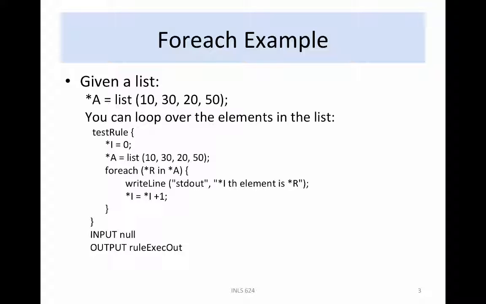We use the workflow variable $r to denote an element in the list $a. Inside the foreach loop, we write a line to standard out containing the element number and the value of the element. We then increment the element counter $i for the next loop iteration.